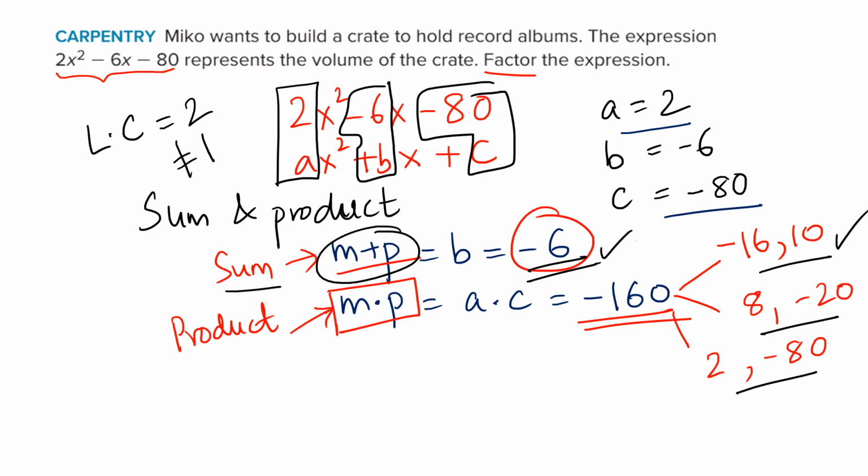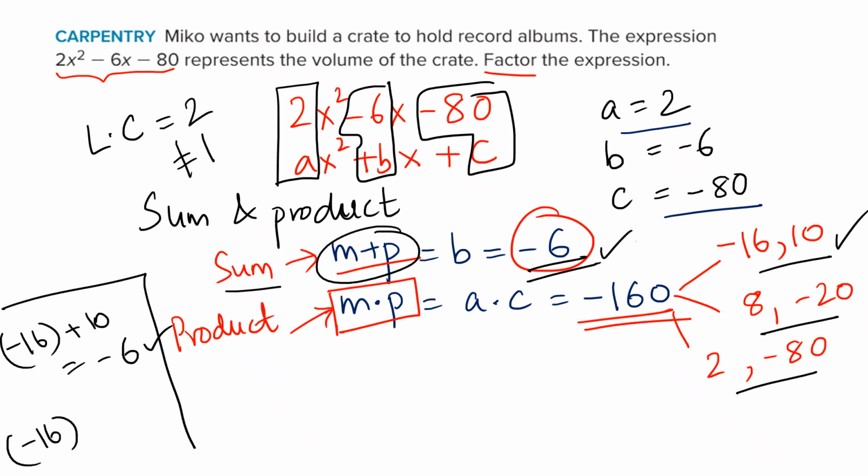Yes, you're right. The first option is better because if we just check on our calculator, you can just do a rough check. Take minus 16, add 10. Does it work? Yes, it gives you minus 6. Take minus 16, multiply with 10. It gives you what you want. So that means these are my correct options. So let's now break the middle term minus 6x.